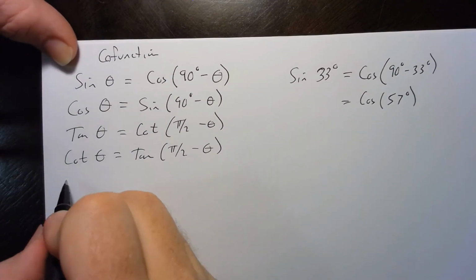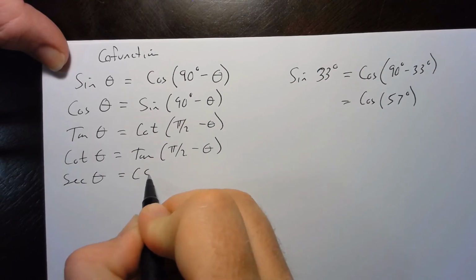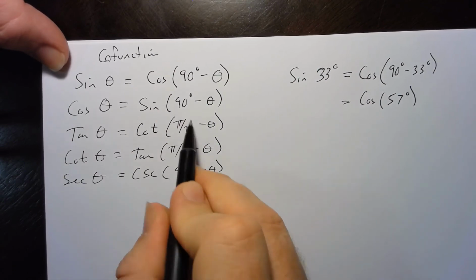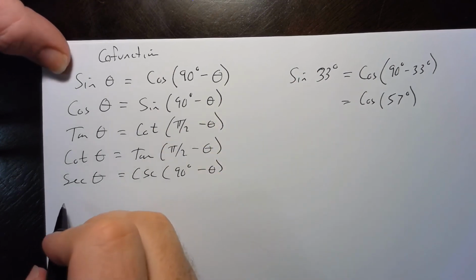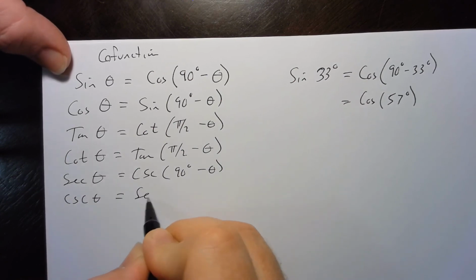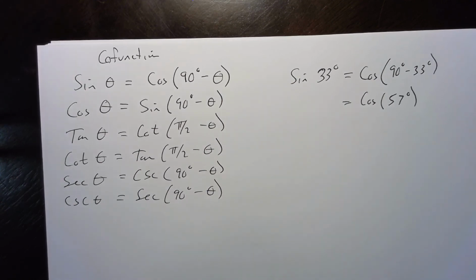And this is also holding true for the cosecant and the secant functions. So the secant of theta is equal to the cosecant function of, again, 90 degrees minus theta. And notice how I'm very careful about making sure that my degree symbols are in there for the 90s and not in there for the radian measures. And then finally, cosecant of theta is equal to secant of 90 degrees minus theta. So this is the concept of your cofunctions.